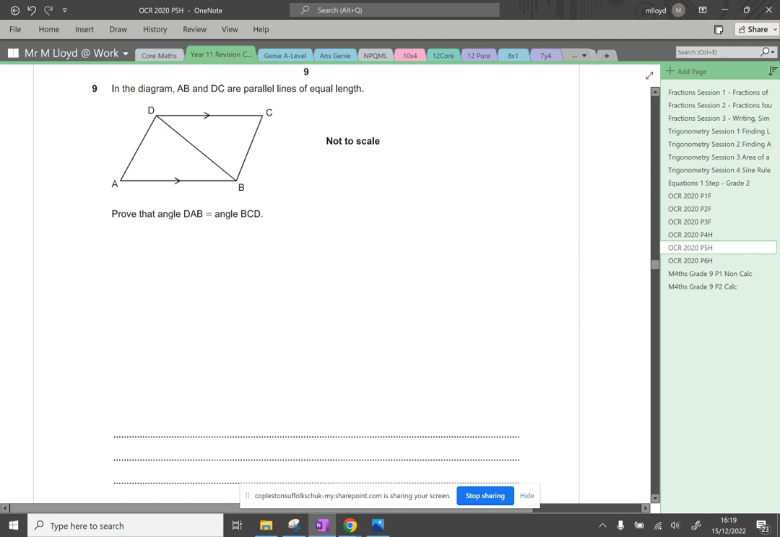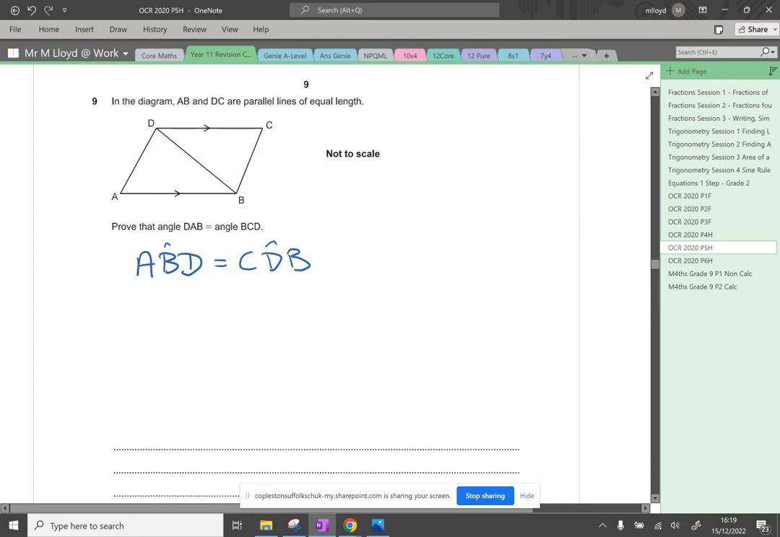So first thing I'm going to do is say that ABD is equal to CDB. And that's because alternate angles are equal.